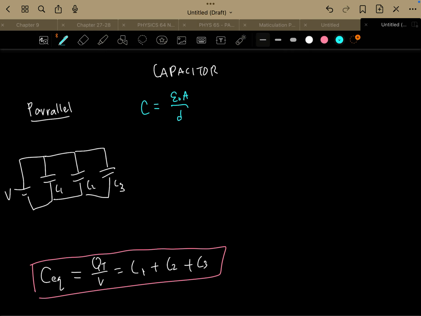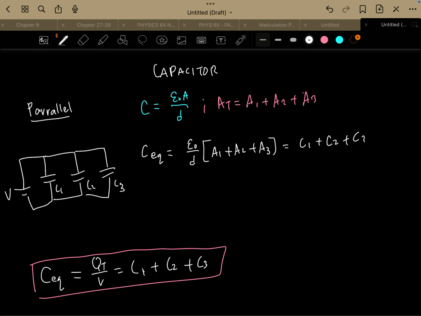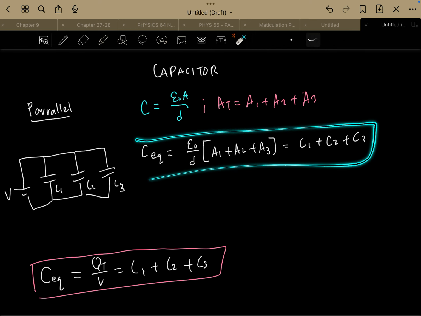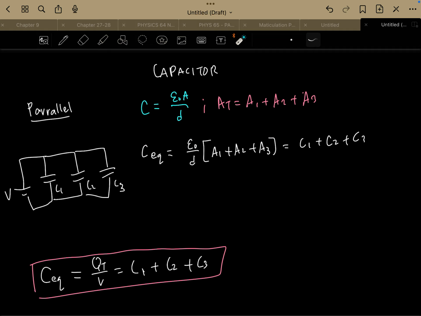Okay. In this case, then my area total is A1 plus A2 plus A3. So C equivalent will then be epsilon over D. Let's bring this up because they're constant. A1 plus A2 plus A3, which is just the definition of C1 plus C2 plus C3, right? So yeah, we get another expression which is similar to this one. Okay.